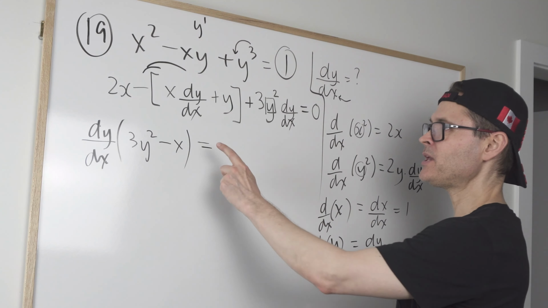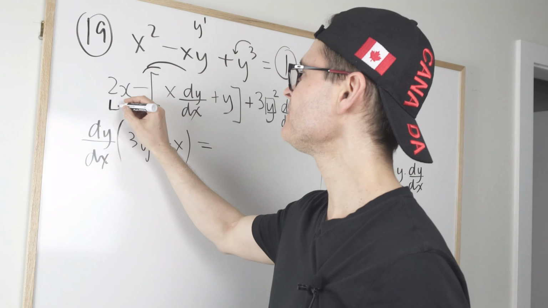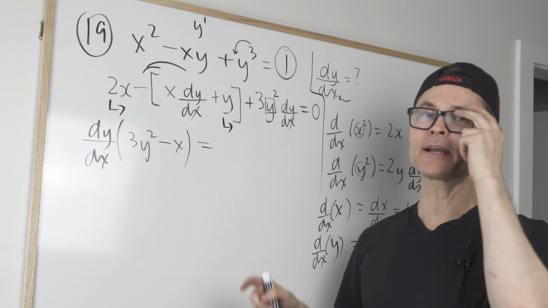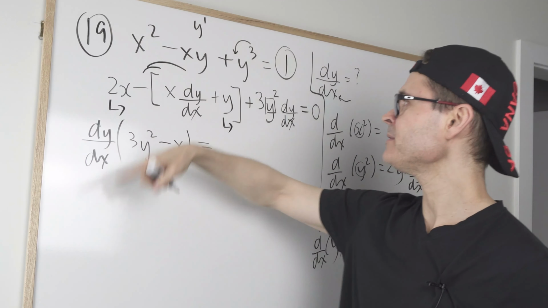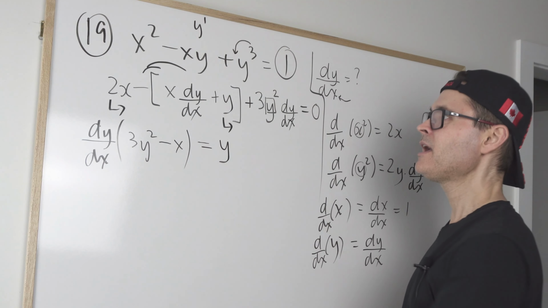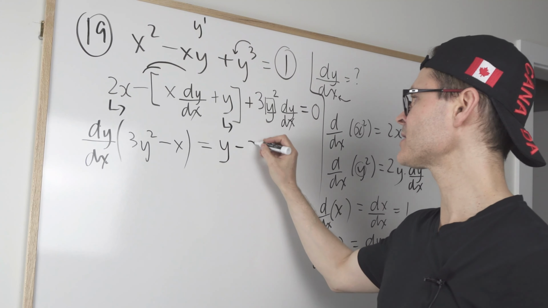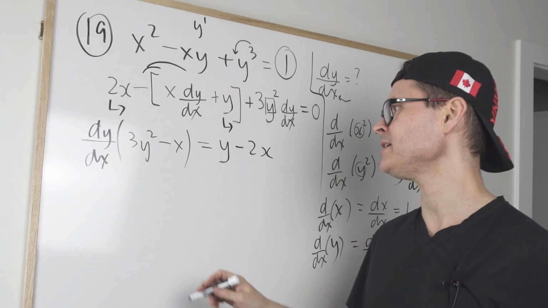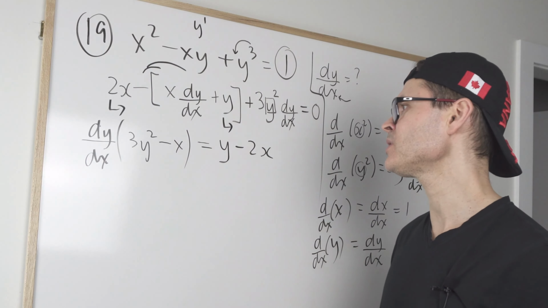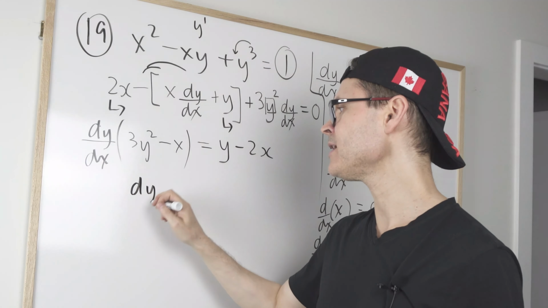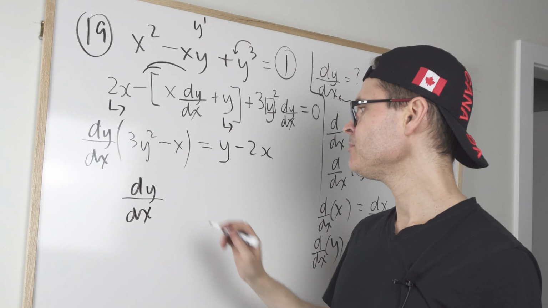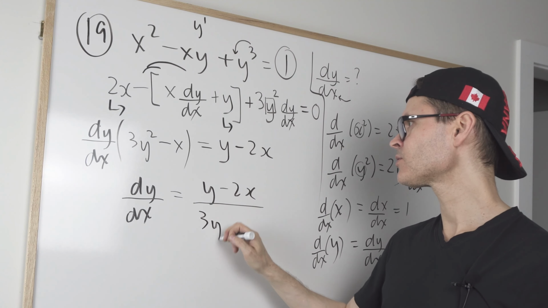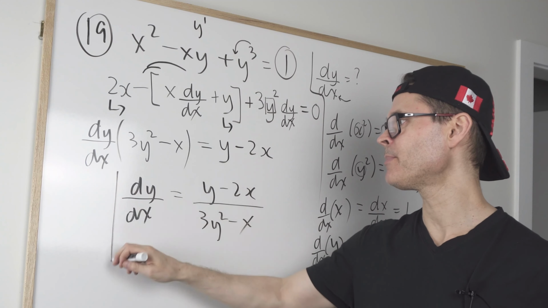Equals, and so here I've got to take this term over to the other side. And I also have to take this term over to the other side, not forgetting that the negative is acting on it. So a negative y on this side becomes positive y on the other side. And the 2x on this side becomes negative 2x on the other side. Are you with me? And now this is pretty easy because that's just a coefficient on dy dx. So I can divide both sides by 3y squared minus x. So dy dx becomes y minus 2x all over 3y squared minus x. I'll put a box around that.